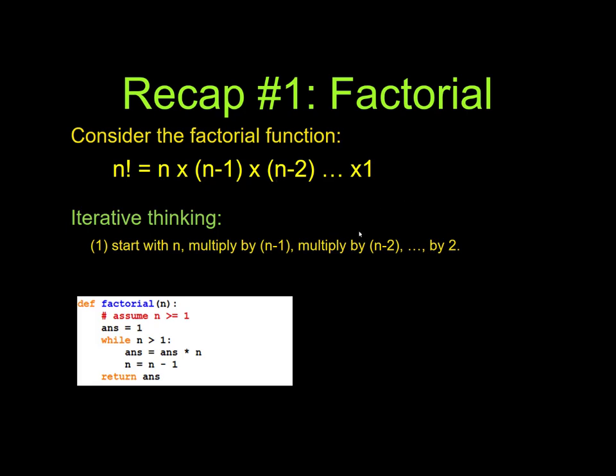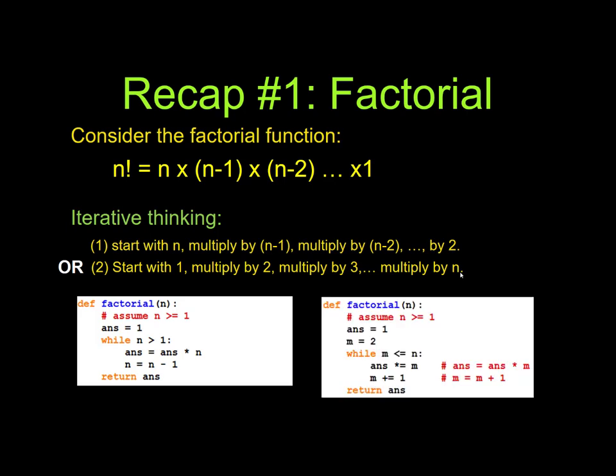Actually, we could have thought of it as 1 times 2 times 3 until n also. So this gives us another iterative solution. We can start with 1, multiply by 2, multiply by 3, and so on until you multiply by n. So here is the code.